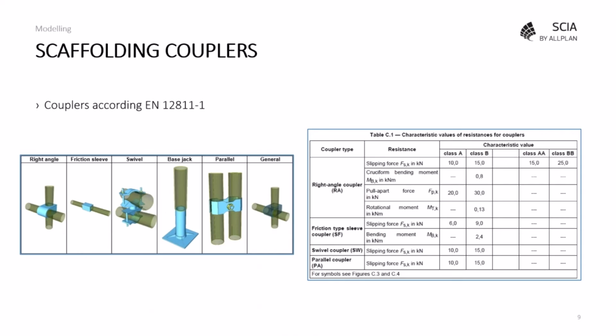We also implemented some couplers which are coming from the scaffold code. One of the types that is often used is the right angle type. You also see the friction sleeve, the swivel, and some others.